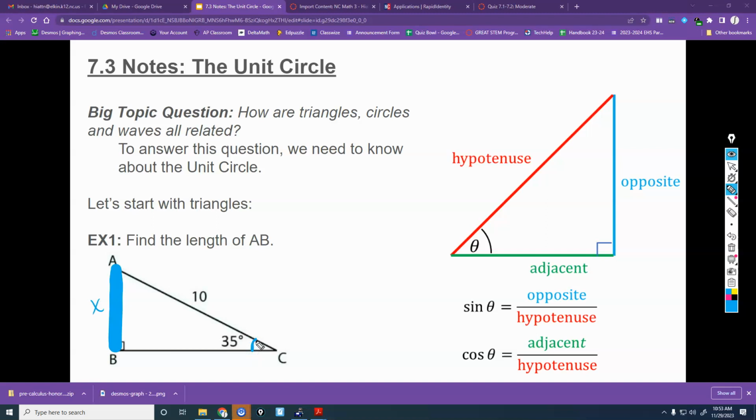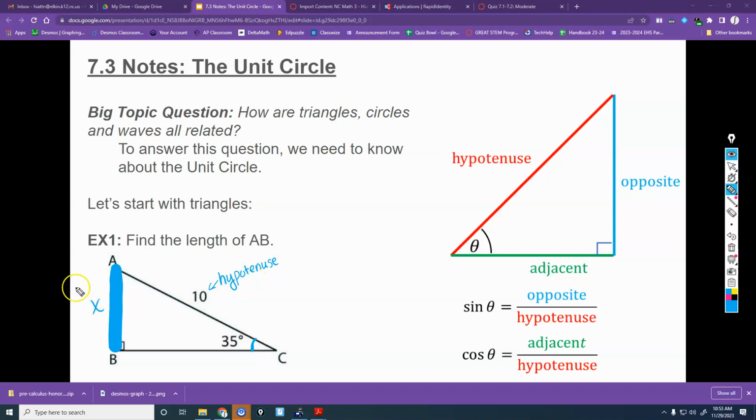When I look at that triangle right there, which side is my hypotenuse? It's side AC, the one that has a length of 10. This is your hypotenuse. You may have been looking at the wrong triangle there. So that is our hypotenuse for this triangle.